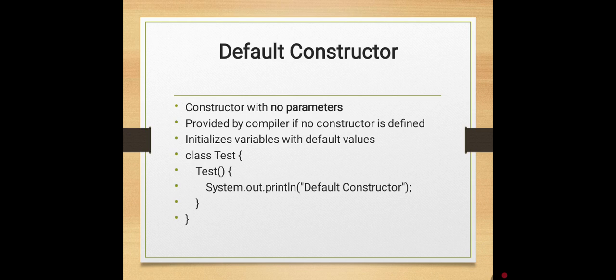If we do not define a constructor in a class, the compiler automatically provides a default constructor. The default constructor initializes the instance variables with default values such as 0 for numbers, null for objects, and false for boolean. So in this example, the constructor prints the message default constructor when the object is created.